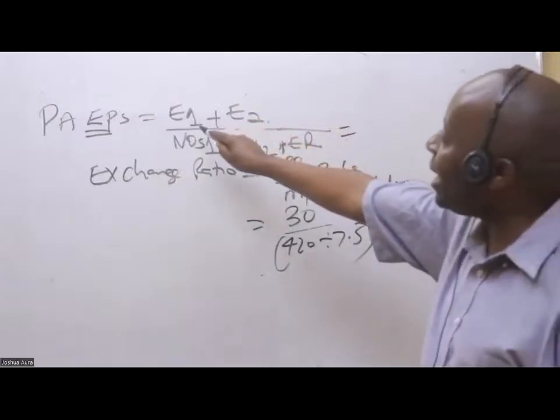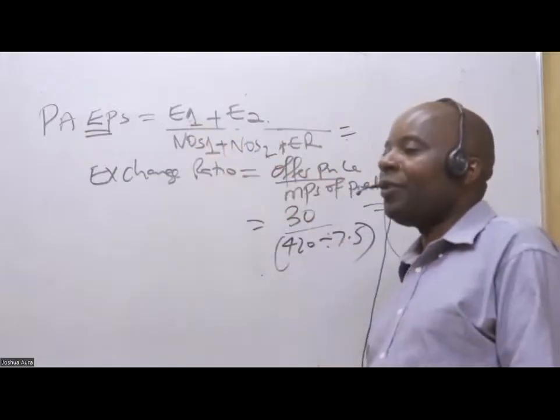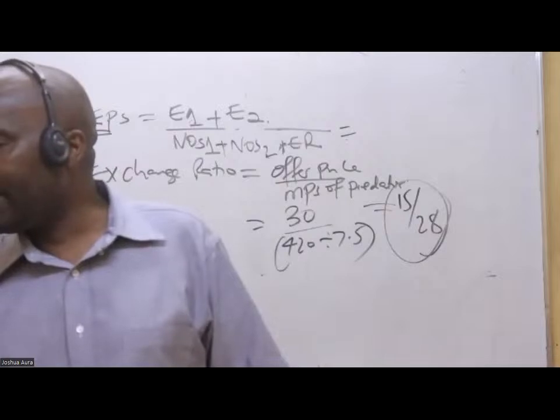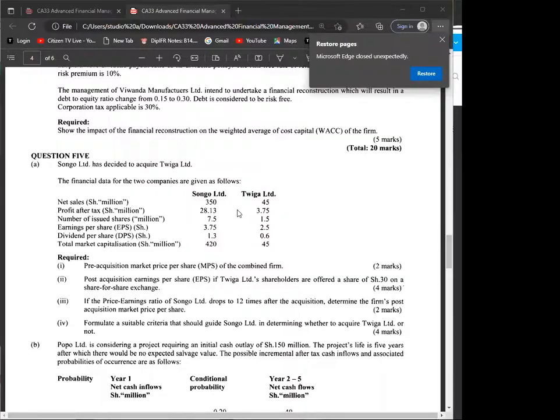Remember, this is earnings of company one. Earnings of company one is the profit after tax. Songo's profit after tax, what did you say it was? 28.13, plus the profit after tax of Twiga, which is 3.75, all over the number of ordinary shares of Songo, 7.5, plus the number of ordinary shares of Twiga, 1.5, times 15/28.